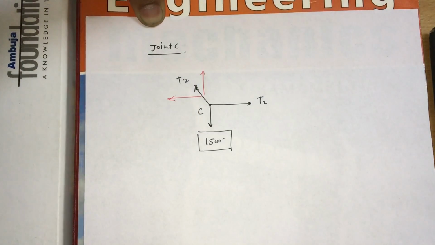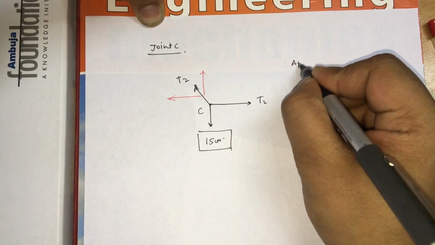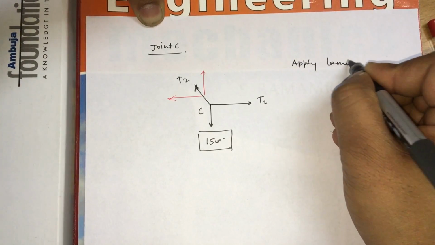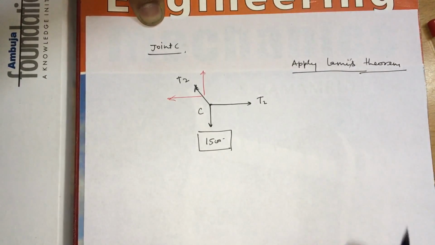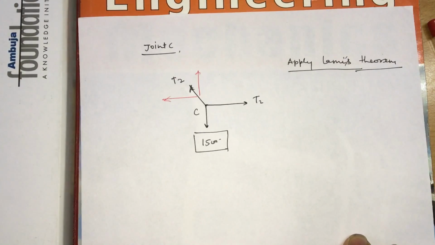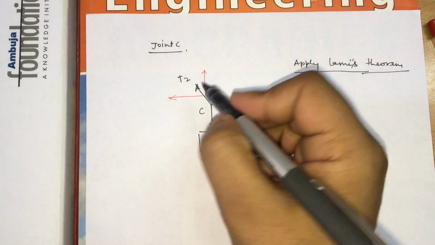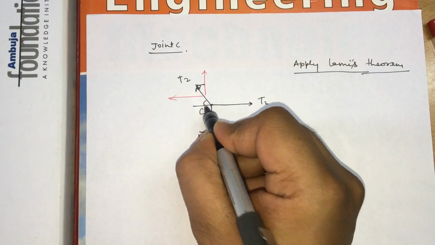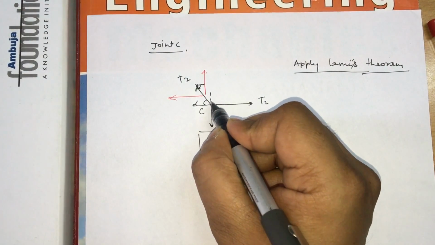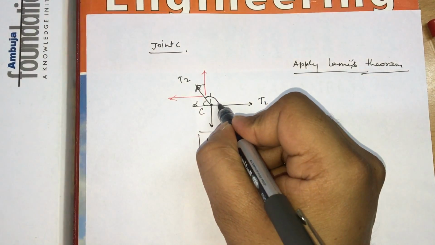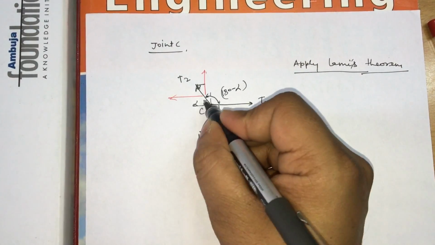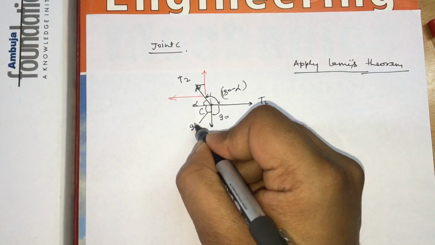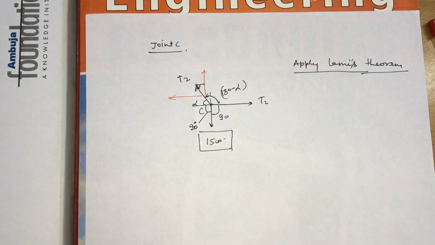Either you can resolve, or even apply Lami's theorem. So Lami's theorem we can apply here, because all the angles are known. If this is alpha, this will also be alpha, and this is 90 minus alpha, so this angle will be 180 minus alpha, and this is 90 degree, and again this angle is 90 degree. If all the angles are known to us, we can easily apply Lami's theorem.